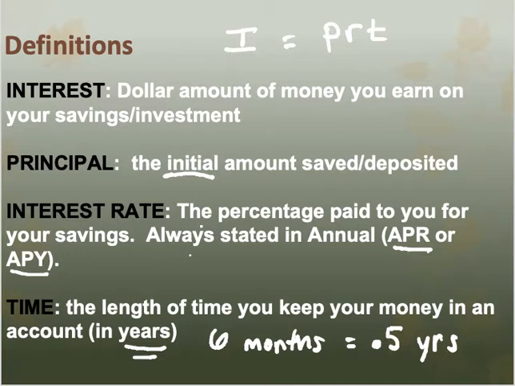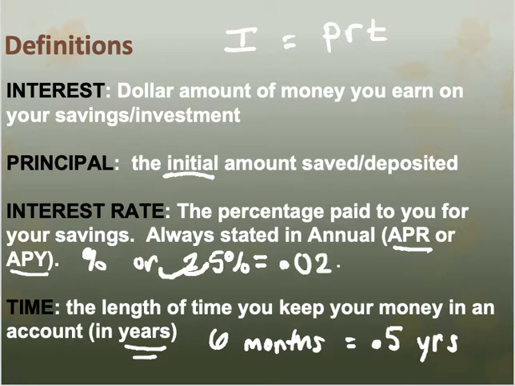Going back to interest rate, we need to make sure that we either use the percentage button on our calculator or we change it to decimal form. So for example, if I said something was at 2.5%, we need to convert that to decimal form. And to do that, we take our decimal point and move it over 2 places to the left. So 0.025 is equivalent to 2.5%.